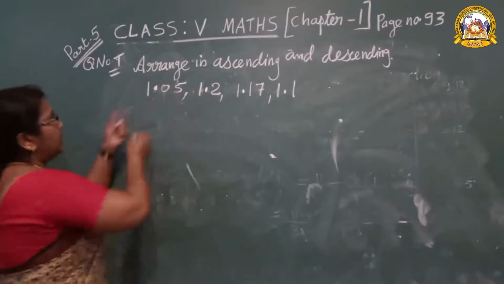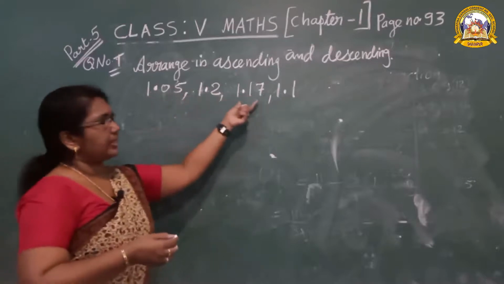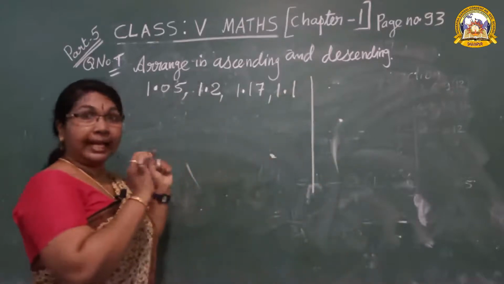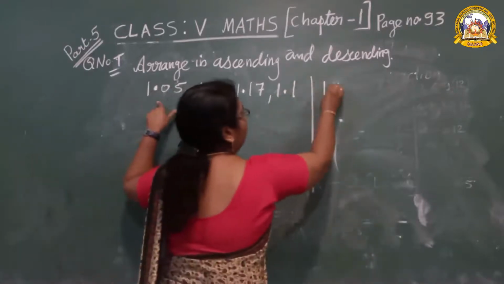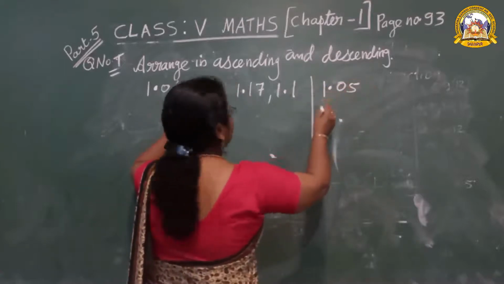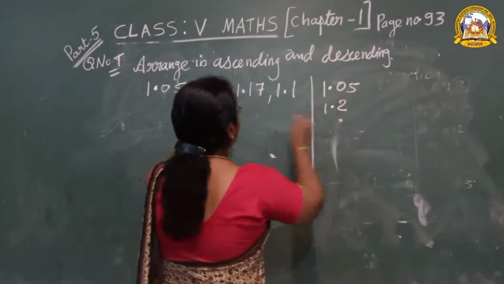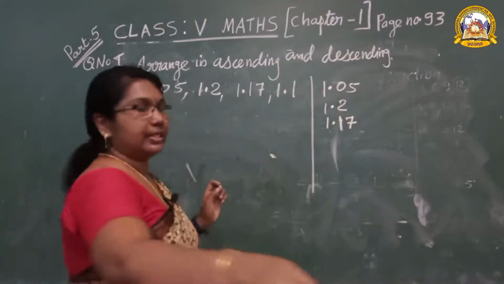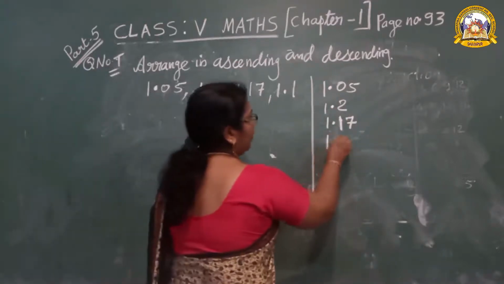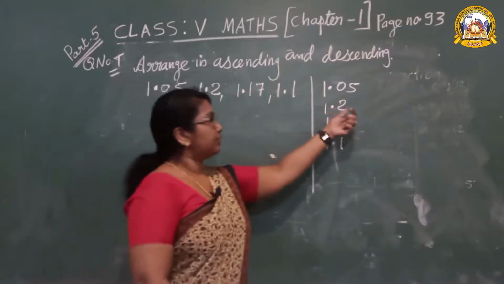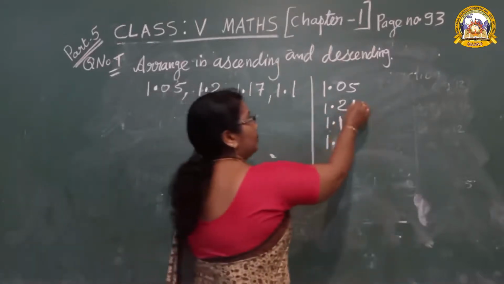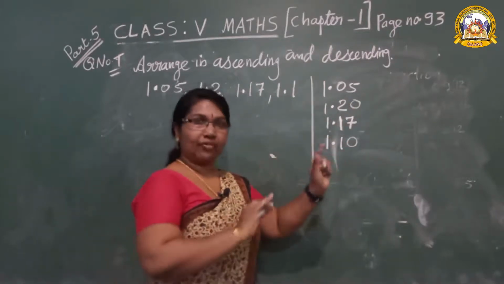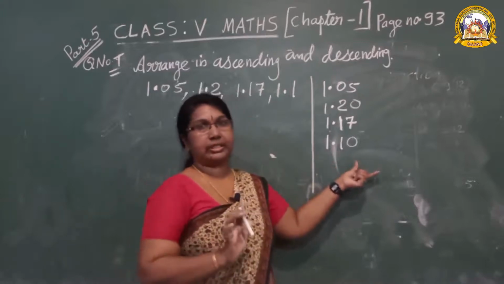Look here, some numbers have 3 digits, here is 2, here is 3, here is 2. So first you have to write them in order like decimals. Look here, 1.05, then 1.2, then next one is 1.17. Then what is the next number? 1.1. Students, if the digits are less, you can use zeros. If we use zeros, as many zeros as we use, the value of the decimal number has no change. The same.